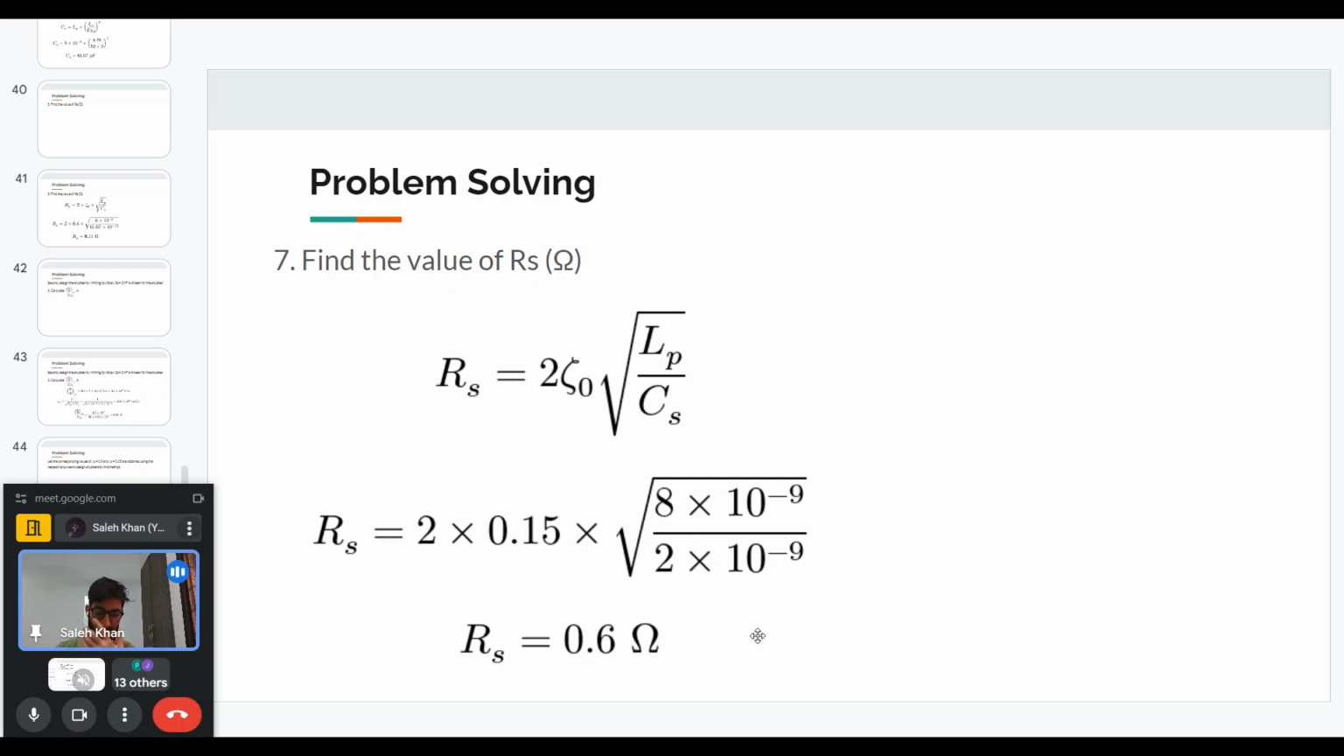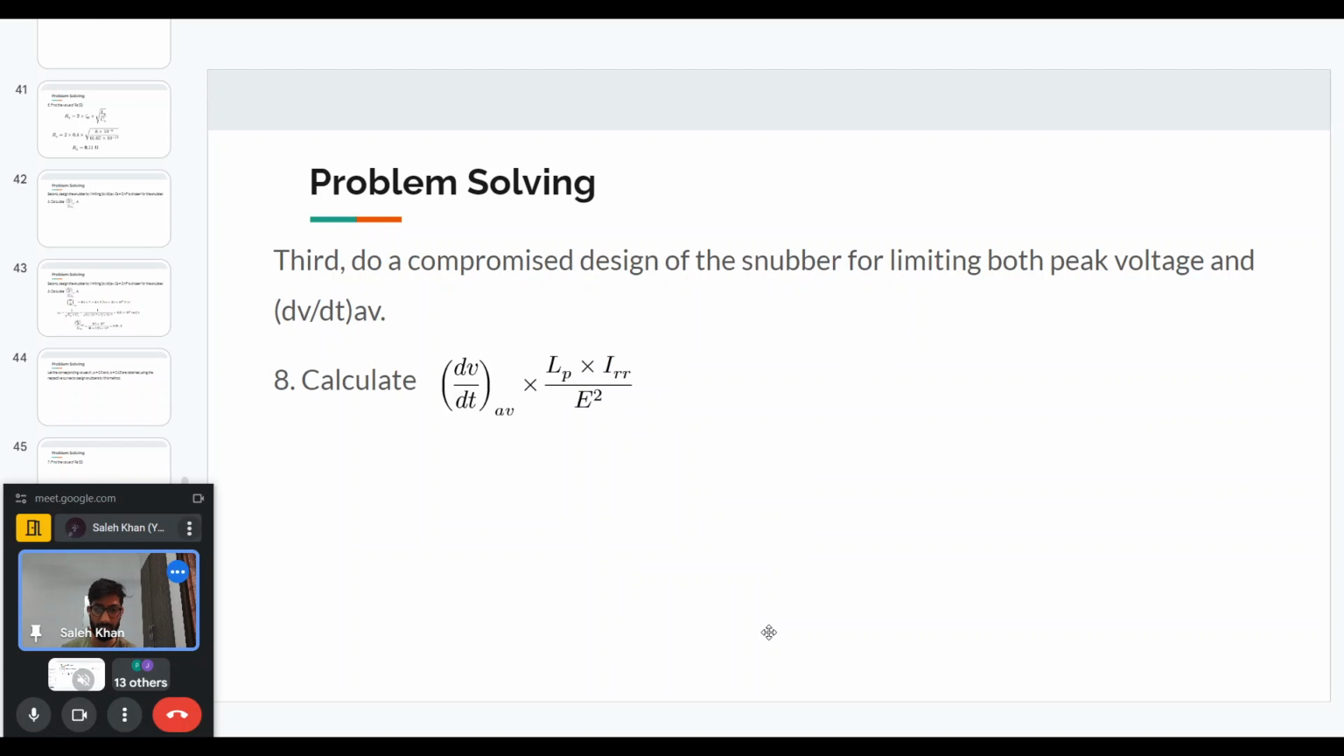So you can see the difference between the values of the RC snubber for peak voltage limiting and dVdt. In the first case, C was some 60 picofarad and R was around 9 ohm. In the second case, C is 2 nanofarad, which is much higher, and R decreases to 0.6 ohm. So based on your different requirements, the values of the RC snubber will be different.